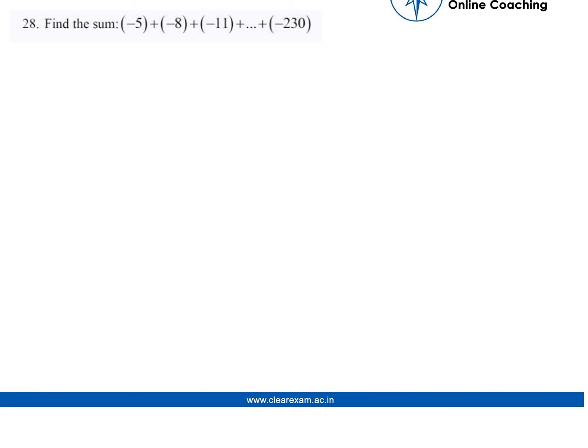Hey guys, in this question, we need to find the sum of the given series, which is minus 5 plus minus 8 plus minus 11 up to minus 230. If you look closely at the series, you can see that it is an AP with a common difference of minus 3, and the first term is minus 5 and the last term is minus 230.